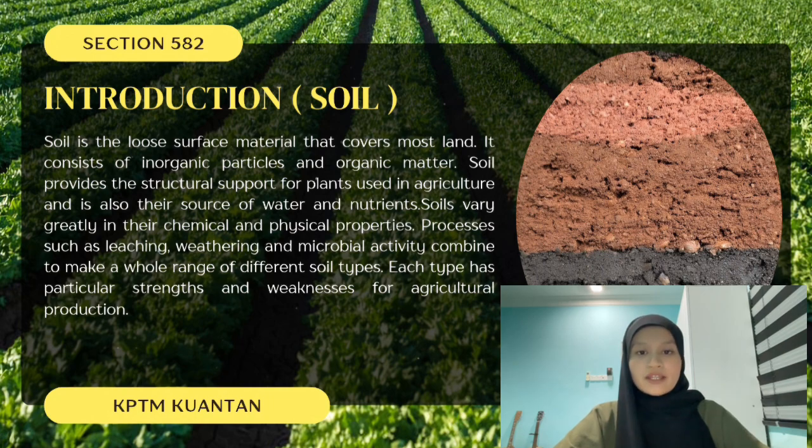Soil provides the structural support for plants used in agriculture and is also their source of water and nutrients. Soils vary greatly in their chemical and physical properties. Processes such as leaching, weathering, and microbial activity combine to make a wide range of different soil types. Each type has particular strengths and weaknesses for agricultural production.